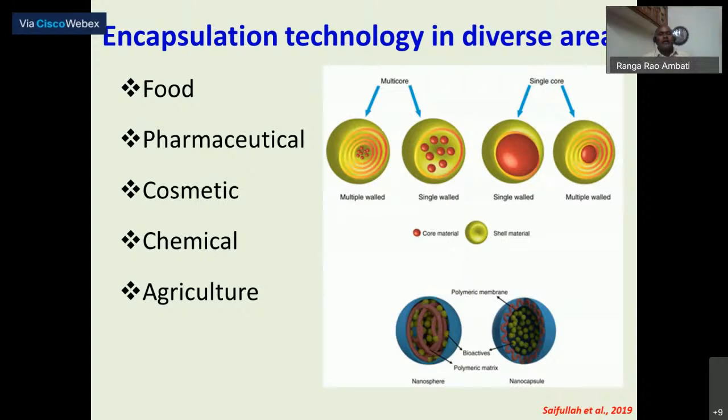And then the encapsulation process is used in diverse areas by scientists around the world. People are using it in food, the pharmaceutical industry, and the cosmetic industry. Most people are using cosmetic products today. People are also using encapsulation in chemical industries and agriculture. So encapsulation technology is used in various industrial applications.